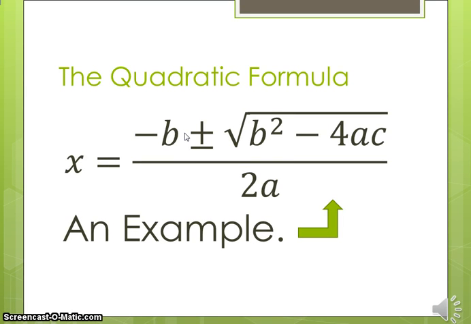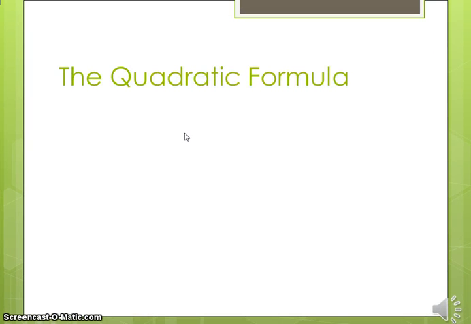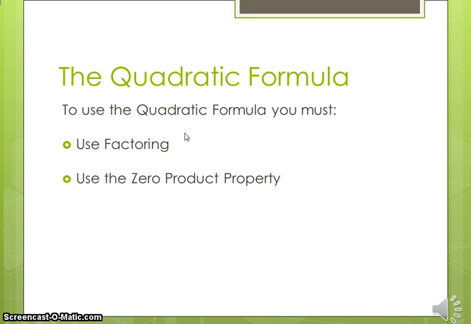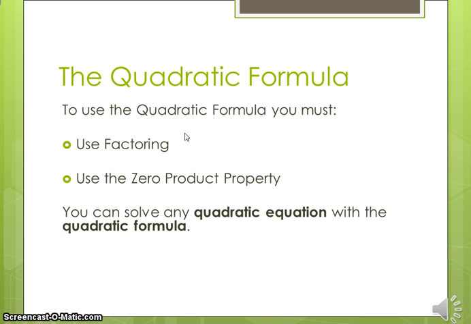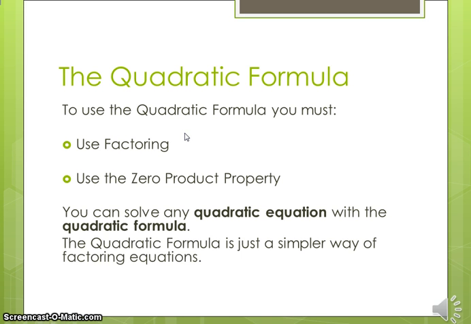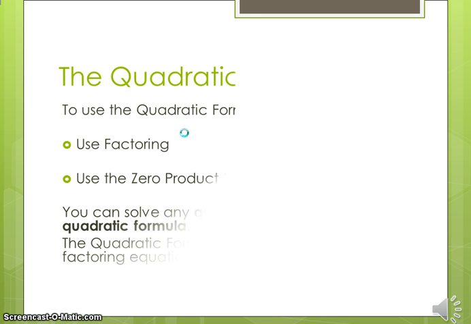x equals negative b plus or minus the square root of b squared minus 4ac, all over 2a. To use the quadratic formula, you must use factoring and the zero product property. You can solve any quadratic equation with the quadratic formula. The quadratic formula is just a simpler way of factoring equations.